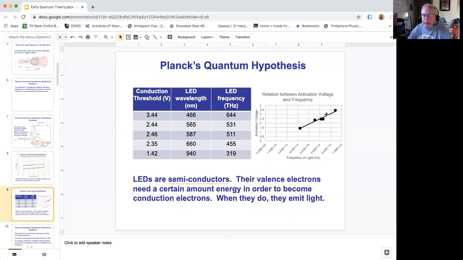And you can actually calculate the slope of this line. It's a very, very small number. But again, this is the main idea, that there seems to be some kind of direct relationship between the energy required to produce light and what its frequency is. That's another really big clue.